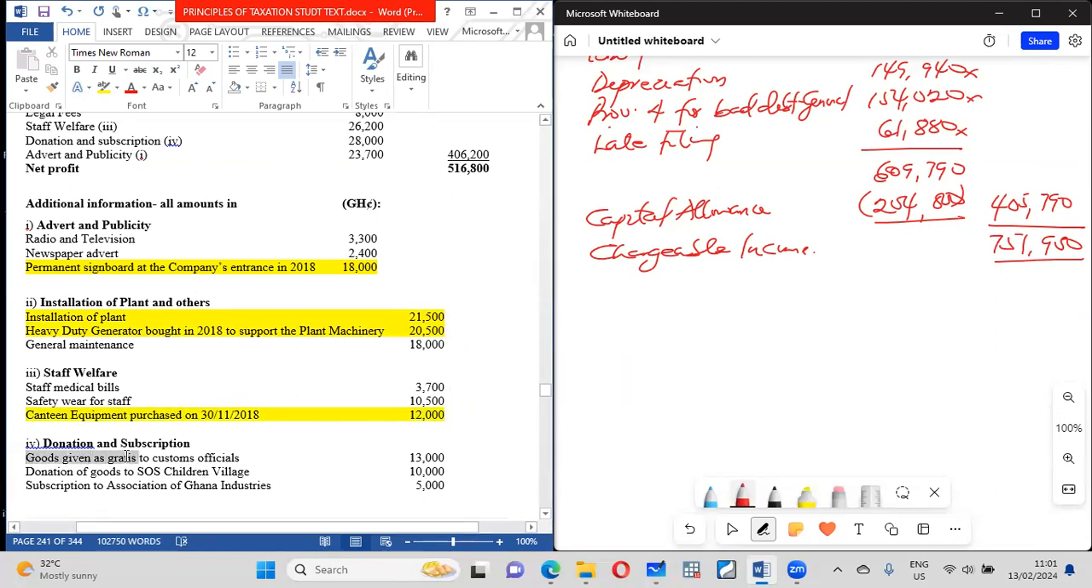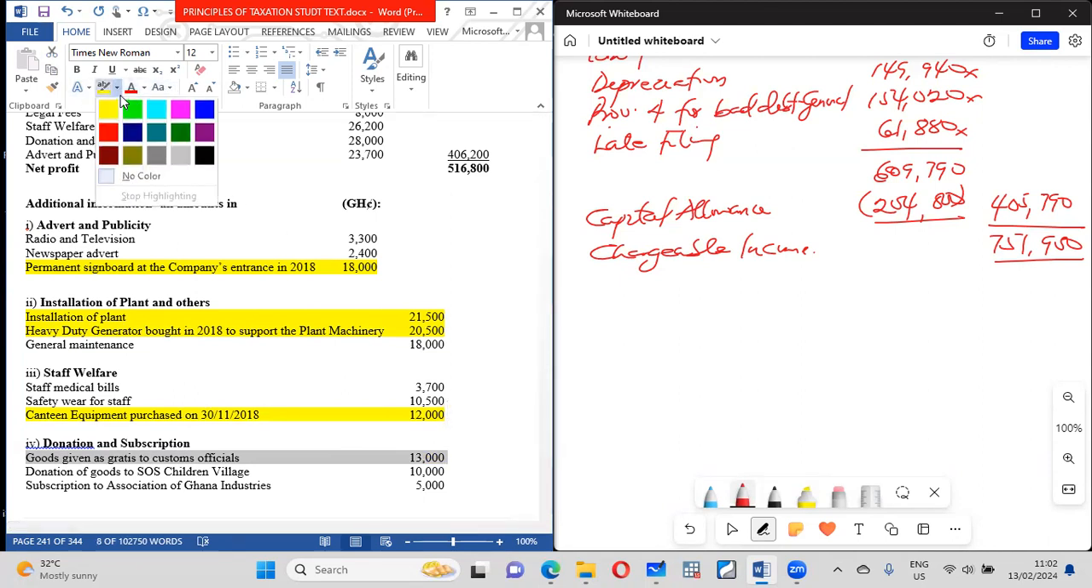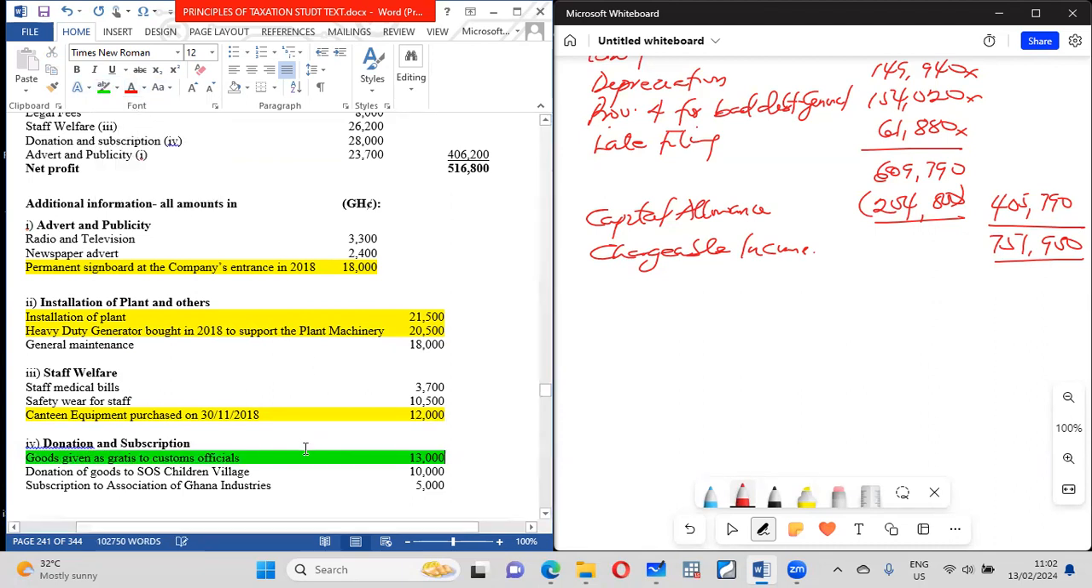Donation and subscription. Goods given as gratis for customs officials. Do you know what gratis is? They gave it, it's like what we call facilitation money, right? You give it to people to facilitate the activities of the business. Gratuities are recognizable, it's interesting. They are recognizable in Ghana, but my good friends, please, this one too is a disallowable deduction. So I won't put it in this color, let me pick another color. It's like facilitation, a bribe, let me call it like that.